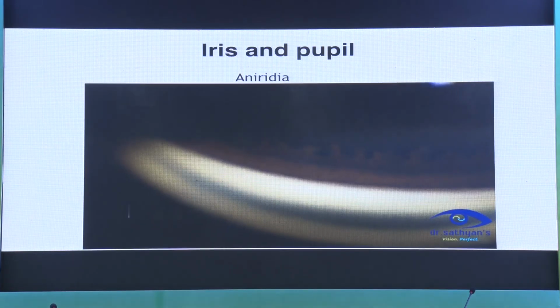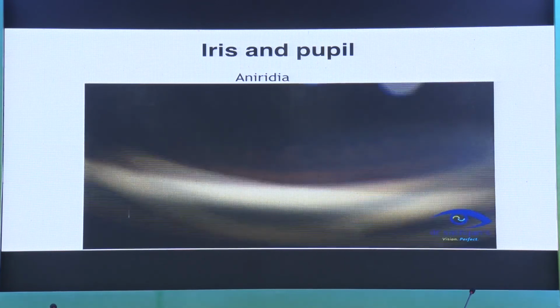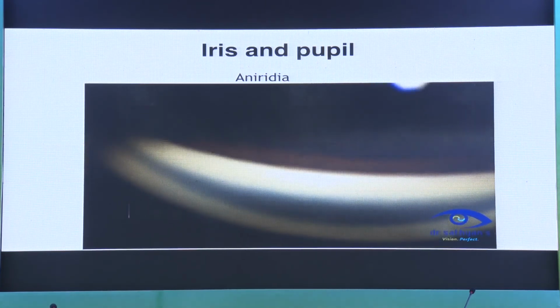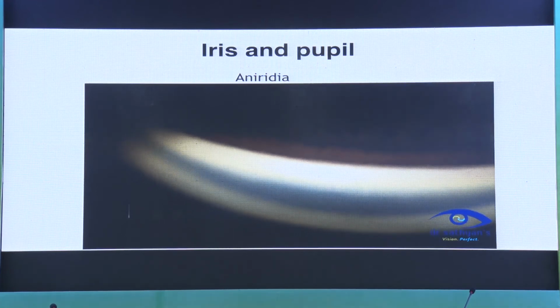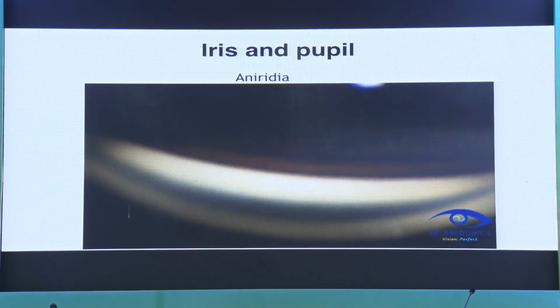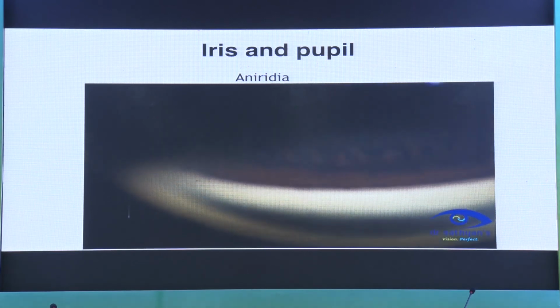And this is the patient with aniridia. Sometimes it is really difficult for you to see whether the patient has a stump or not. If you just put in your gonioscopy, you can still visualize the iris stump.